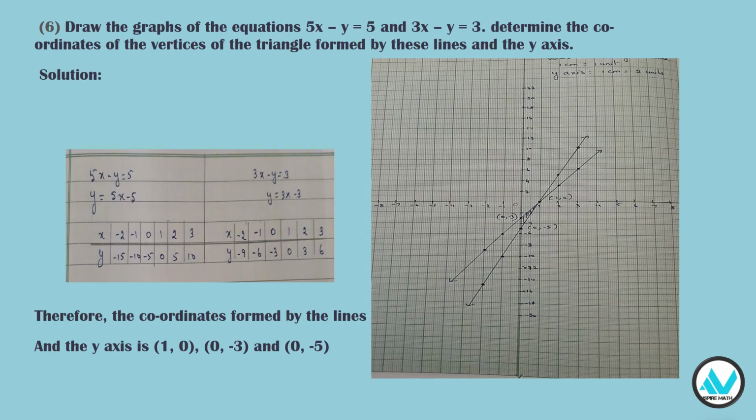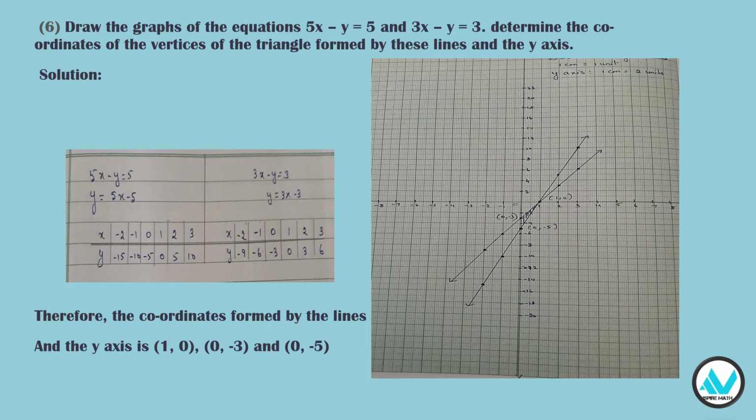Now according to my sixth question, they say draw the graphs of the equations 5x minus y equal to 5 and 3x minus y equal to 3. Determine the coordinates of the vertices of the triangle formed by these lines and the y-axis. Now first let me write the table for 5x minus y equal to 5 and then 3x minus y equal to 3.